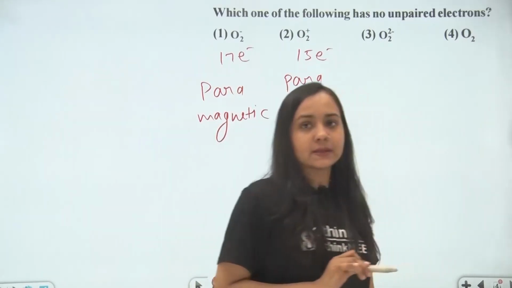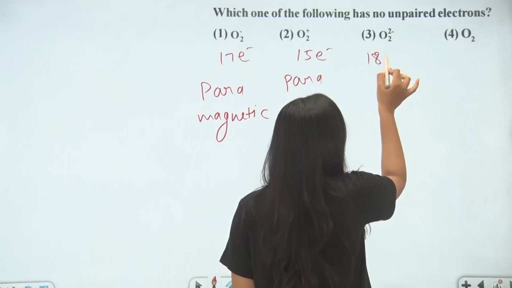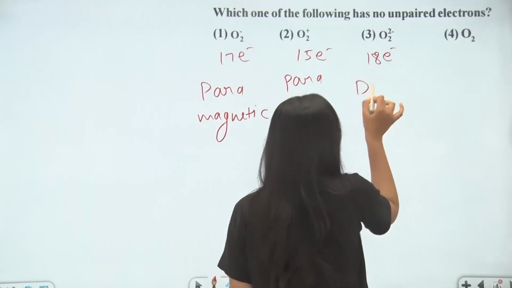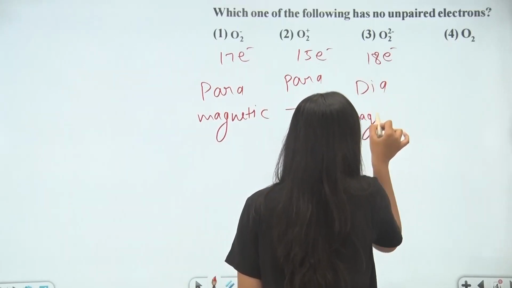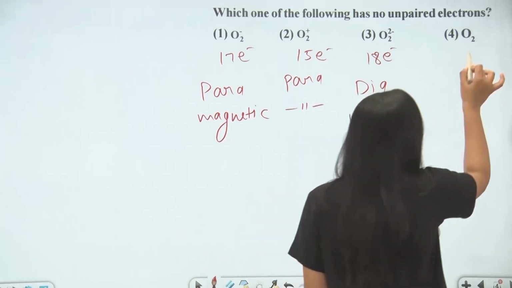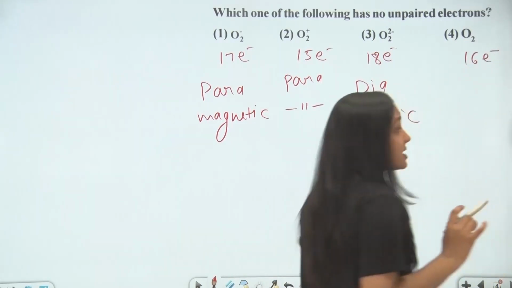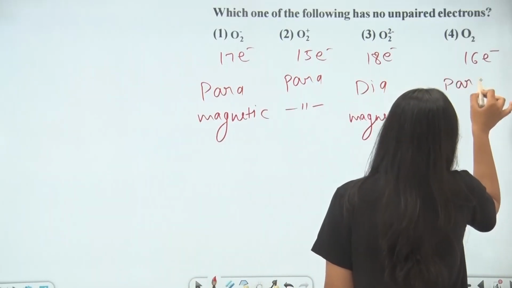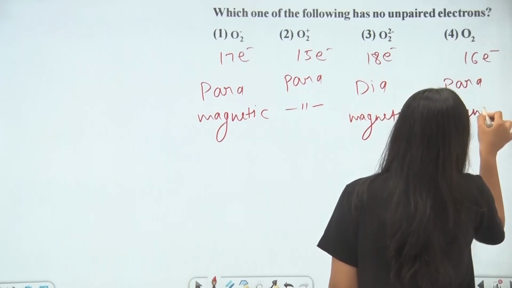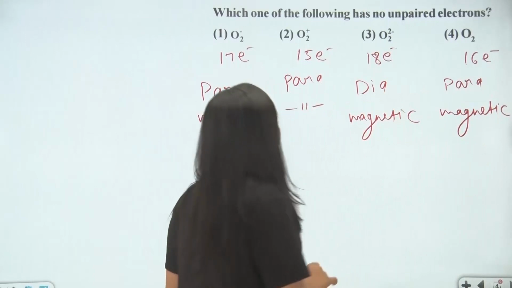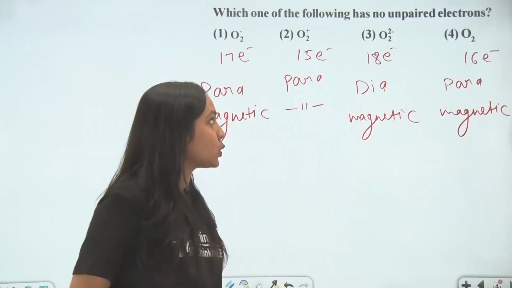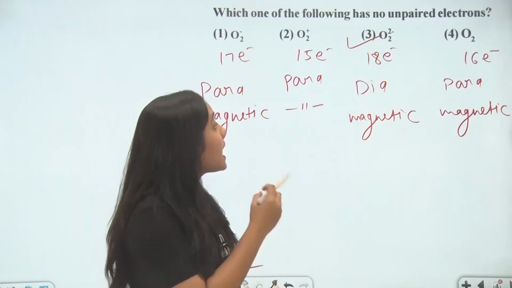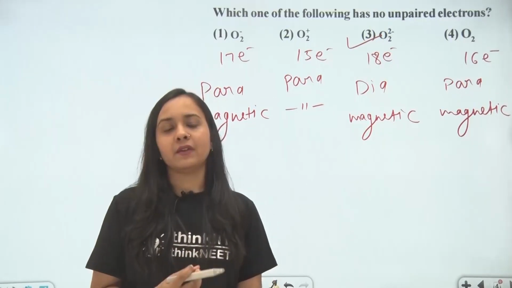Next is O2 2 minus. O2 2 minus contains 18 electrons and it doesn't have any unpaired electron, that's why it shows diamagnetic behavior. Next is O2. O2 contains 16 electrons, it has some unpaired electrons and that's why it shows paramagnetic behavior. So, which of the following has no unpaired electron? Option 3 is the correct answer, that O2 2 minus has no unpaired electron because it shows diamagnetic behavior. Thank you.